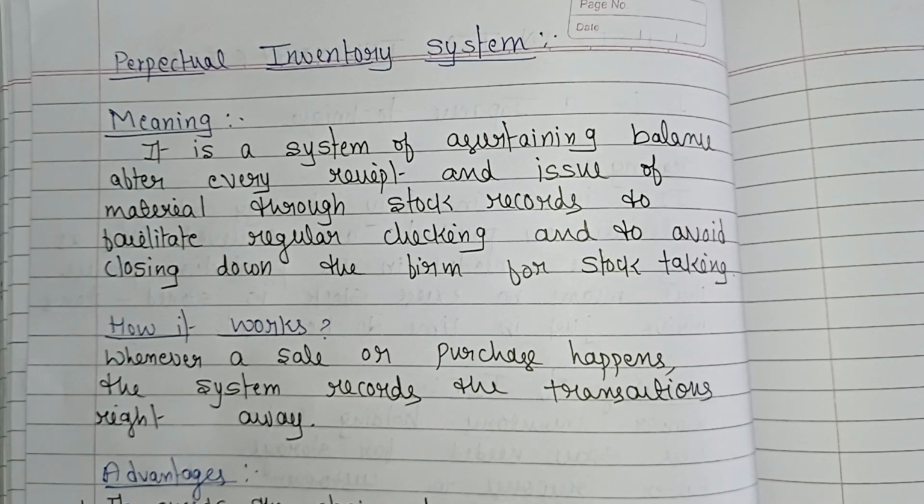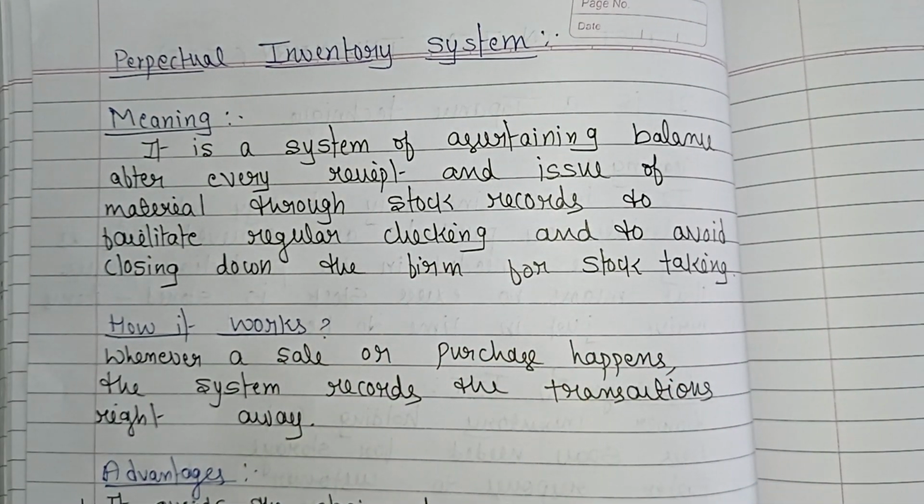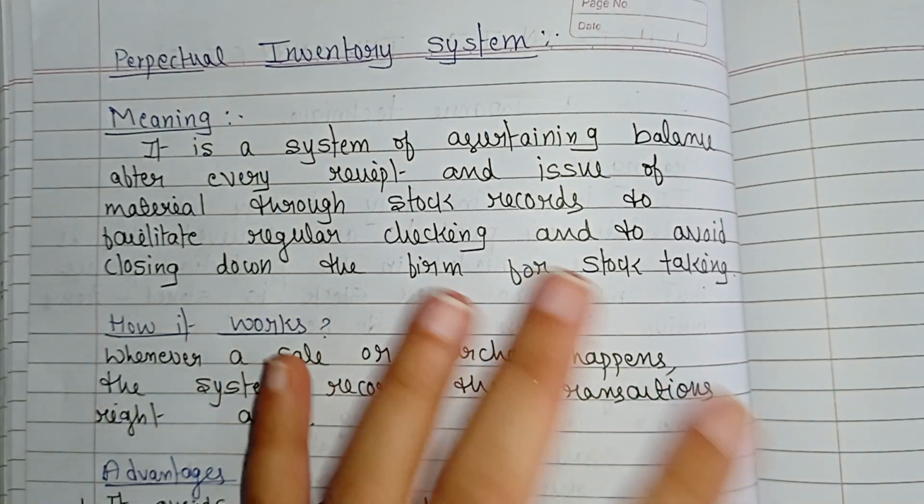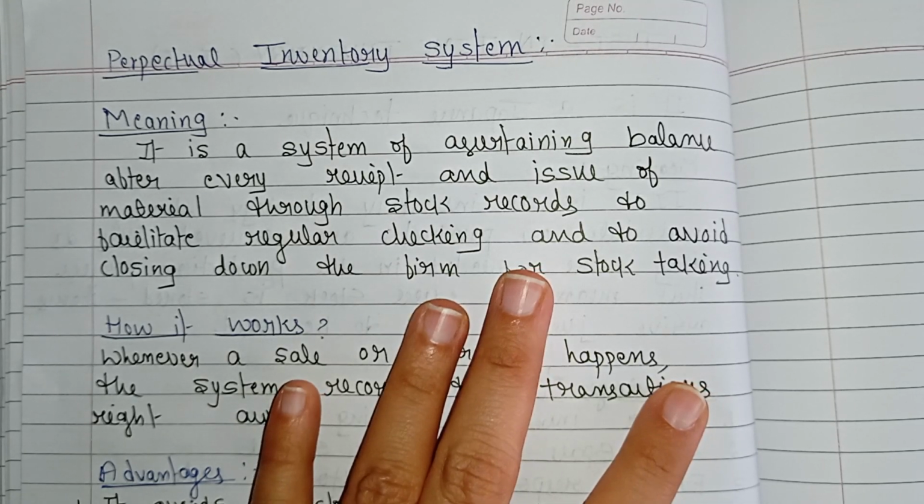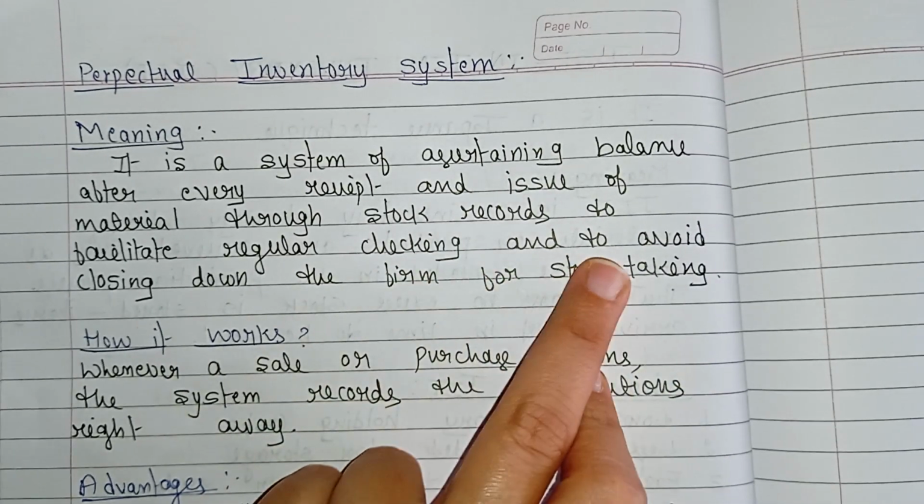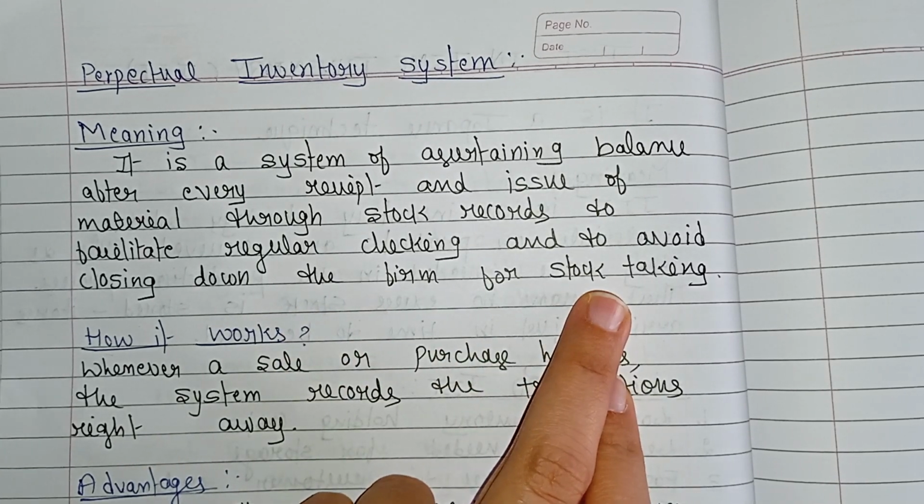So it records every time inventory is purchased or sold. Remember this one. Perpetual inventory system means it updates the inventory records every time inventory is purchased or sold. Clear? And to avoid closing down the firm for stock taking, it means what?